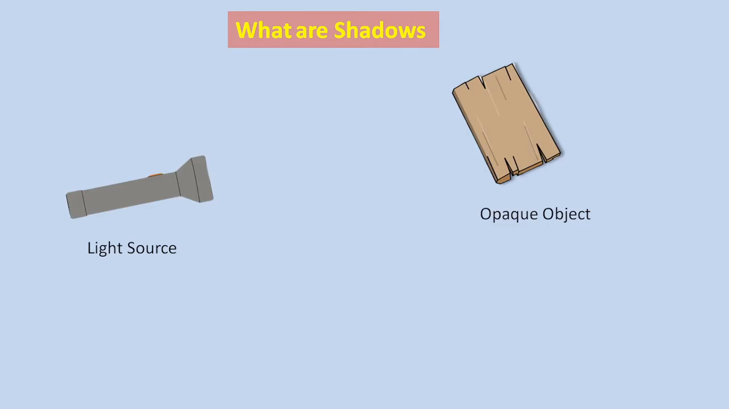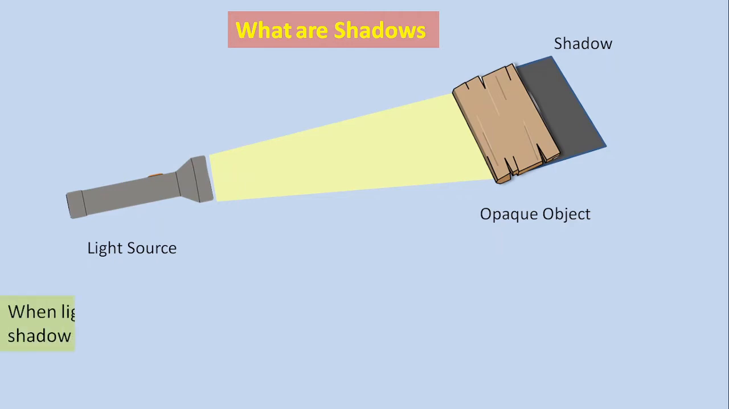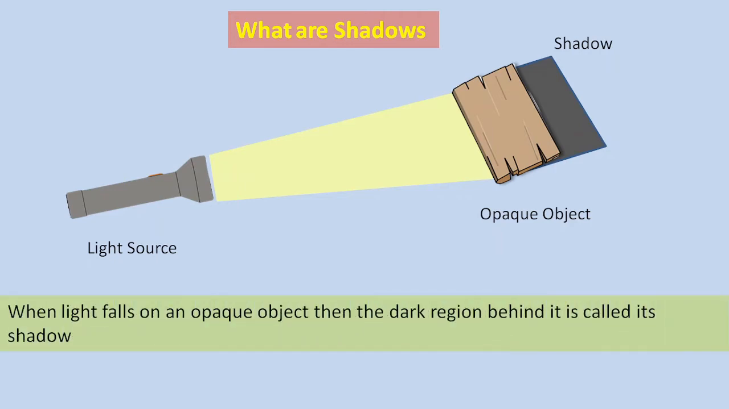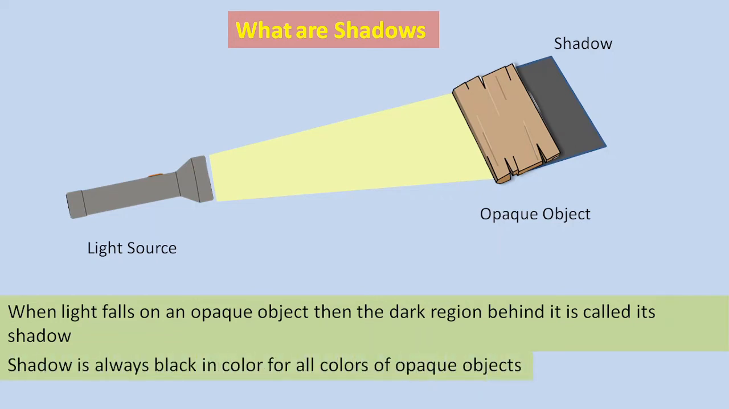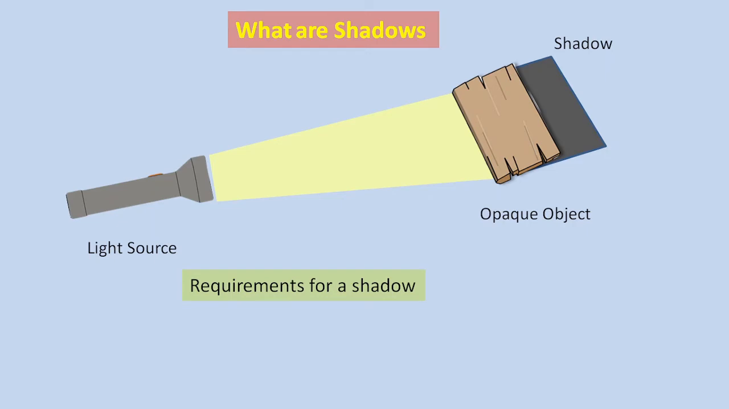Let us now discuss what are shadows. To understand it, take a source of light and an opaque object. When light travels toward an opaque object, then a dark region is formed behind this object. This dark region is called shadow of the object. The color of shadow of an object is always black. Let us discuss some more things about shadow.